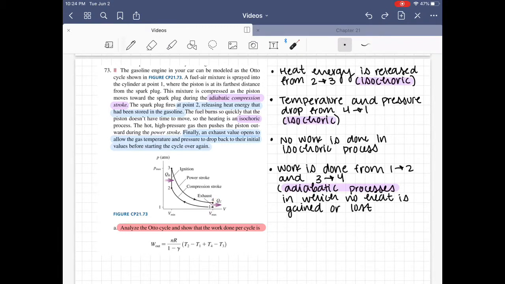So the processes during which there is work that is being done are going to be from 1 to 2 and from 3 to 4. And these are adiabatic processes in which no heat is gained or lost. So you can tell from the diagram that going from 1 to 2, there is both a change in volume and in pressure, but no heat is either gained or released. And same from 3 to 4, there is change in pressure and temperature, but there is no heat gained or lost.